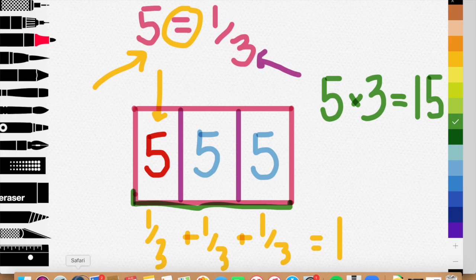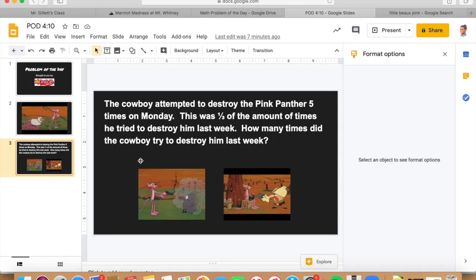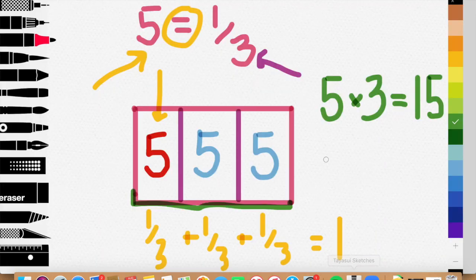So going back to our question, how many times did the cowboy try to destroy him last week? Well, if I want to put this into a complete sentence, guys, the cowboy tried to destroy the Pink Panther 15 times last week.